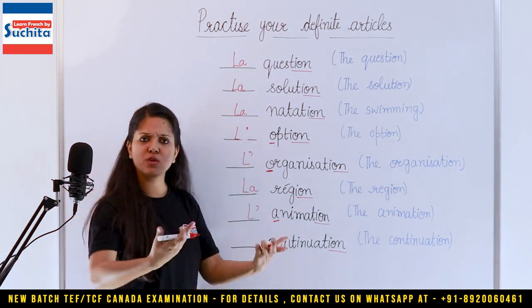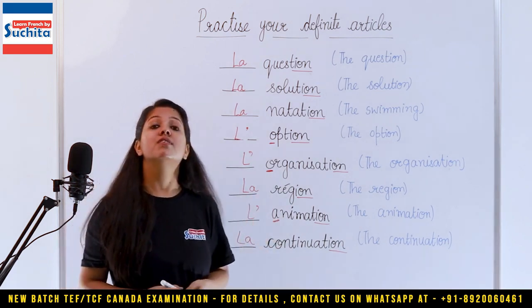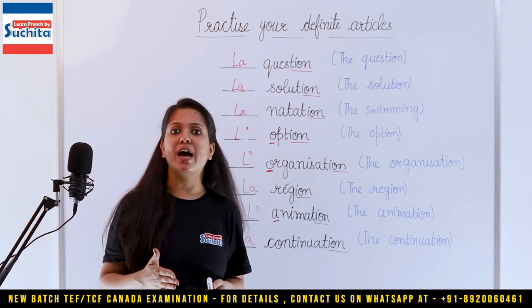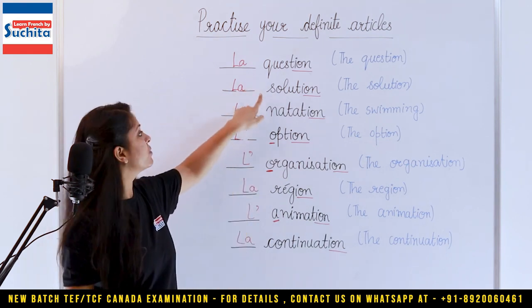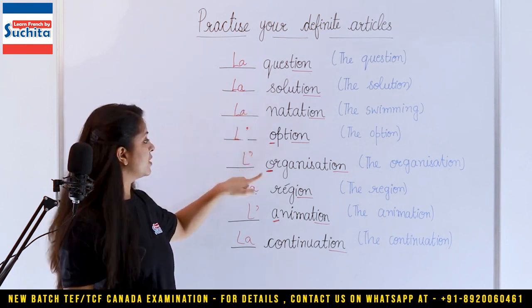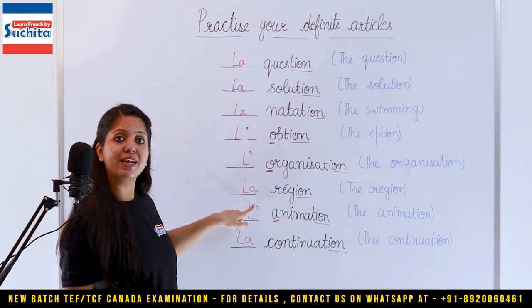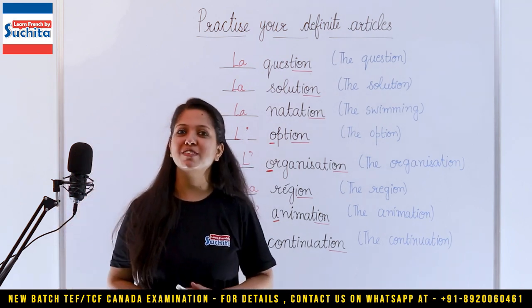Continuation. Again, it is la continuation. So golden rule, if it ends with ION, mostly it is going to be féminin. La question, la solution, la natation, l'option, l'organisation, la région, l'animation et finalement la continuation.